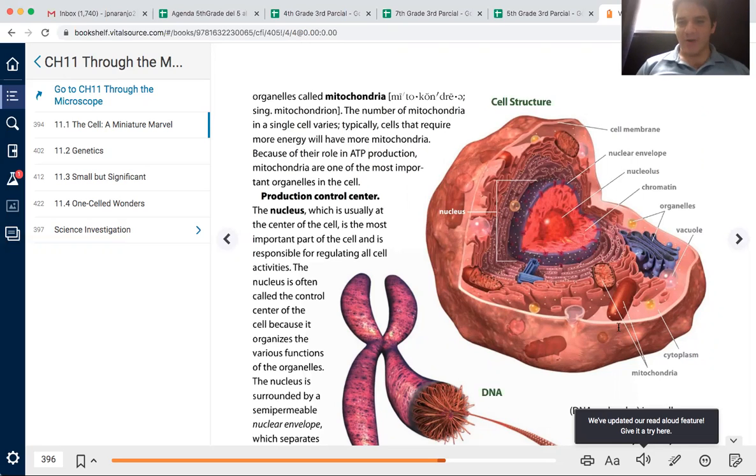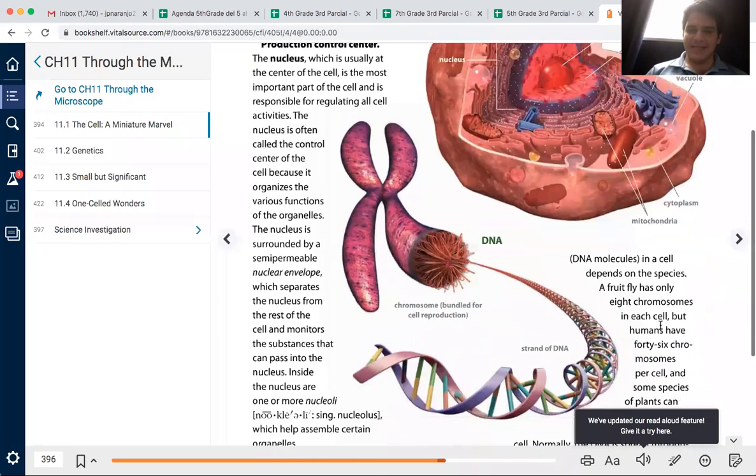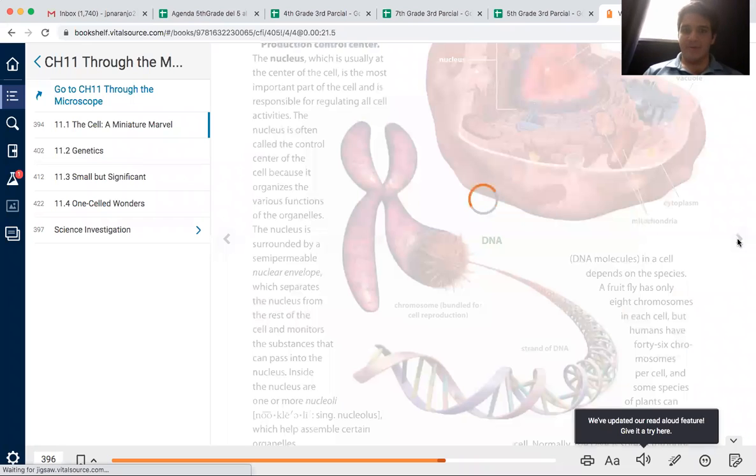Then we have mitochondria, which is the powerhouse of the cell. So cells that require more energy will have more mitochondria. We're going to learn more about those. Cytoplasm, and this is what DNA looks like. We have DNA in our cells. You're made of DNA, as we know.